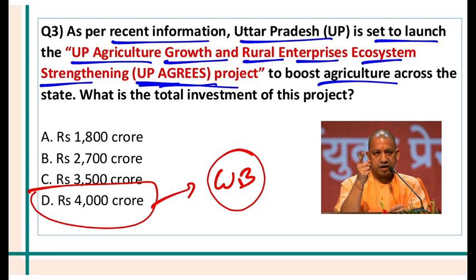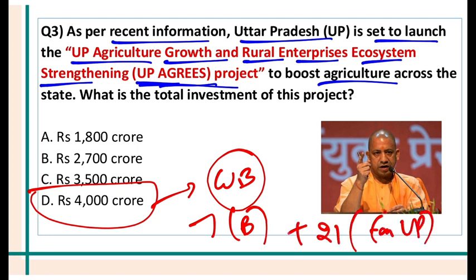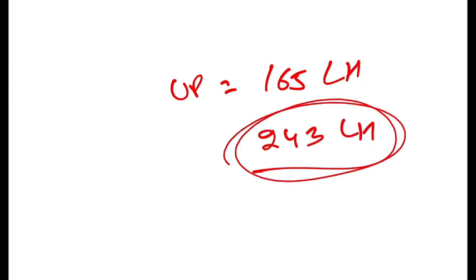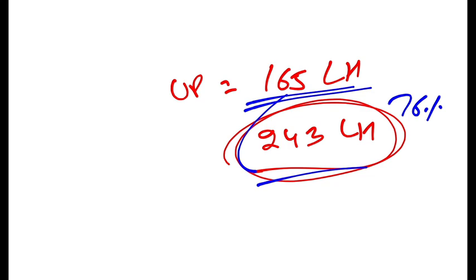So the project will be rolled out in 7 districts of Bundelkhand and 21 districts of Eastern UP. In UP, agriculture is done on 165 lakh hectare of land out of 243 lakh hectare. That is the total cultivable land, and out of that 165 lakh hectare. So 76% of the land is under cultivation.